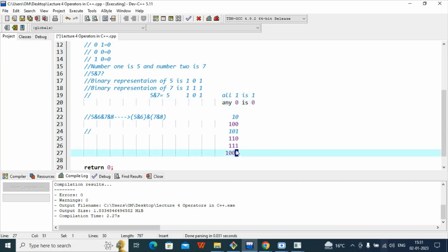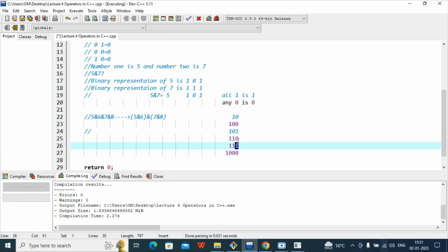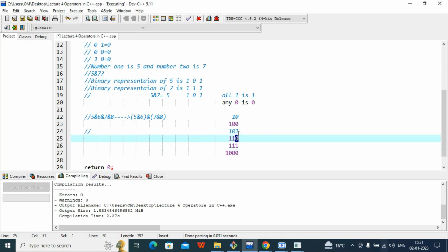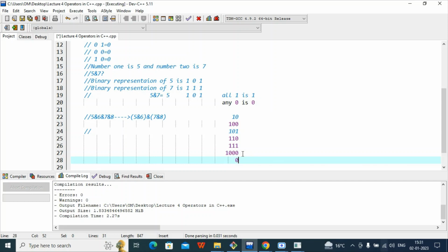Start checking from here. In this last row where my cursor is pointing, are all the elements 1? I'm asking you, are all 1? No. Then it will surely be a 0. Then come to the next row, the second row from the rightmost side. Are all 1? No. Then it will be a 0. Right?